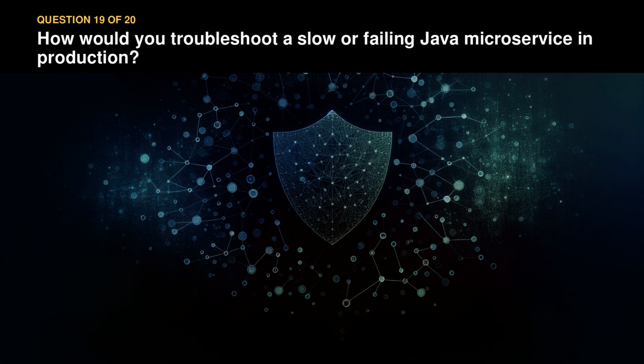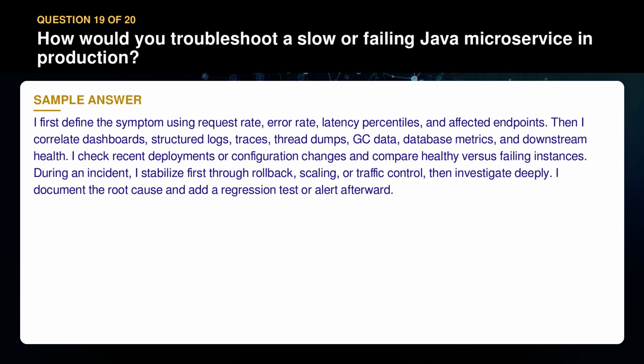Question 19. How would you troubleshoot a slow or failing Java microservice in production? I first define the symptom using request rate, error rate, latency percentiles, and affected endpoints. Then I correlate dashboards, structured logs, traces, thread dumps, GC data, database metrics, and downstream health. I check recent deployments or configuration changes and compare healthy versus failing instances.